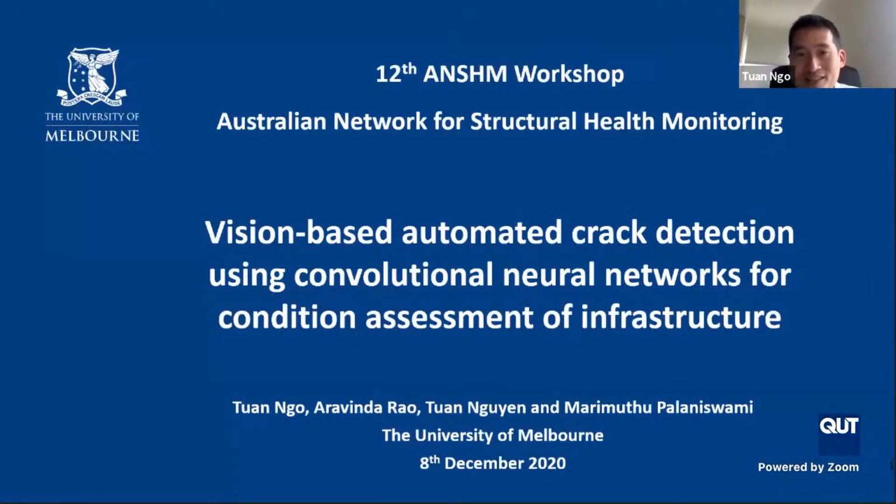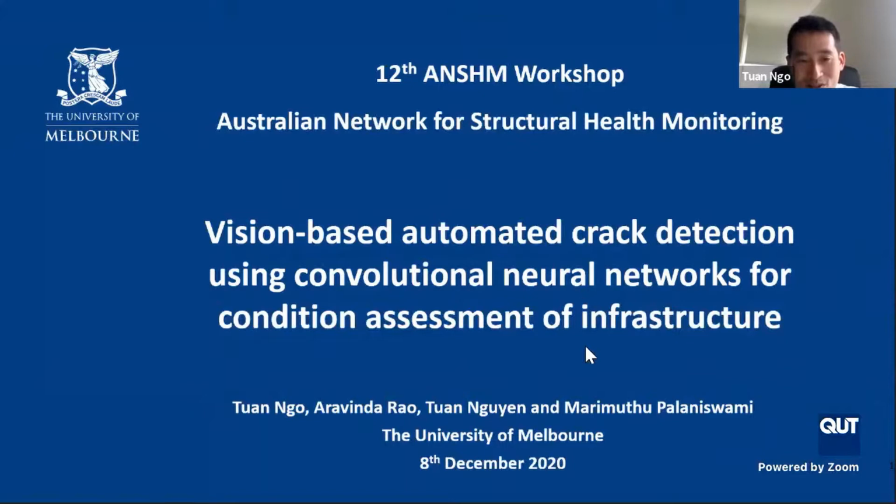This is the presentation about vision-based automated crack detection using CNN. People know very well about the convolutional neural network for condition assessment of infrastructure. This is not a new topic because many people have used these techniques, but we are assessing different models to see which model will give us the best accuracy and running time.